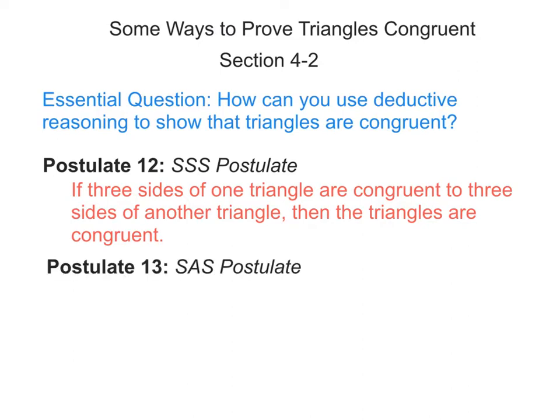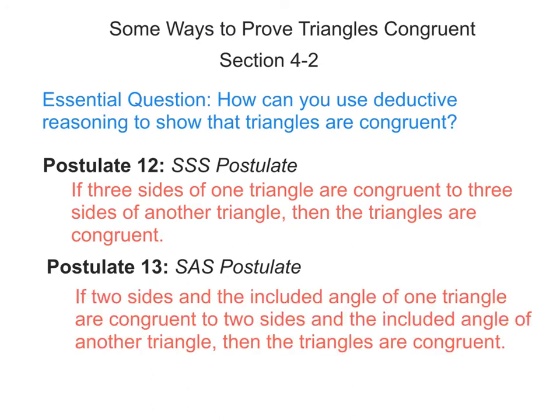The next postulate is postulate 13, and this is often referred to as the SAS postulate. Notice I still have 2 S's in it, which indicates sides, but I have an A, which probably indicates we're going to talk about angles. So this postulate states, if 2 sides and the included angle of one triangle are congruent to 2 sides and the included angle of another triangle, then the triangles are congruent.